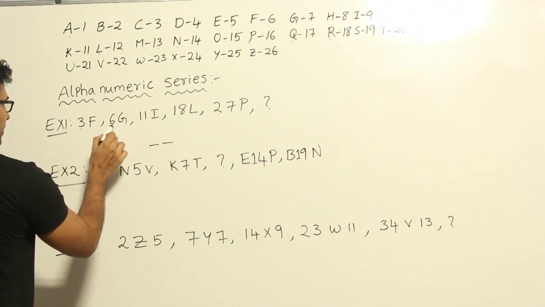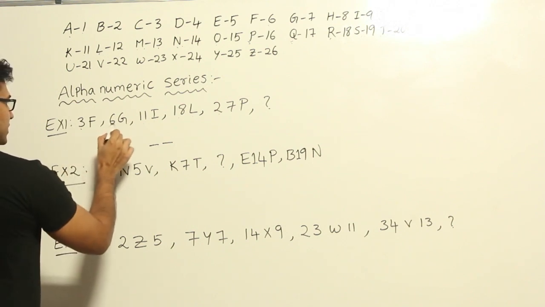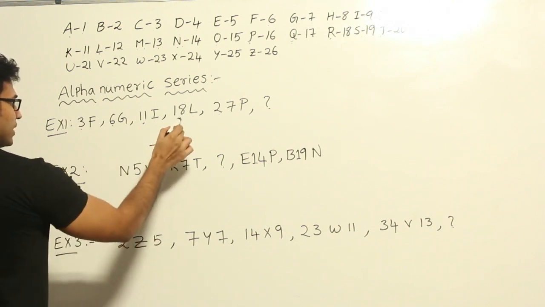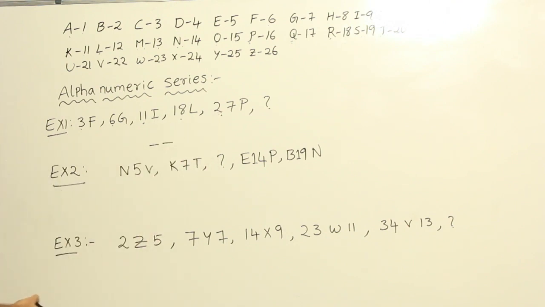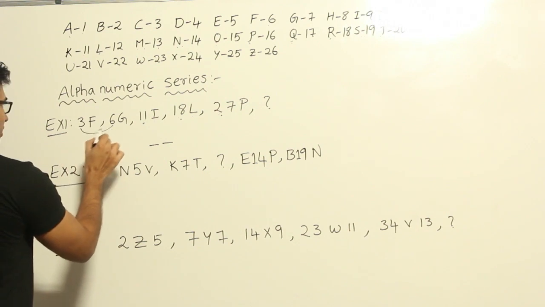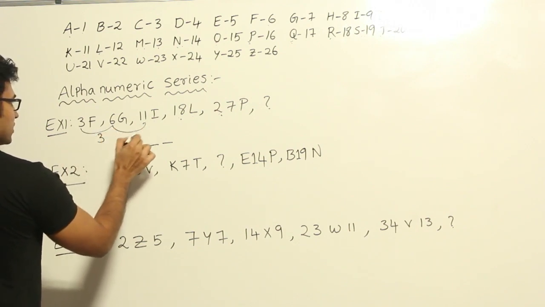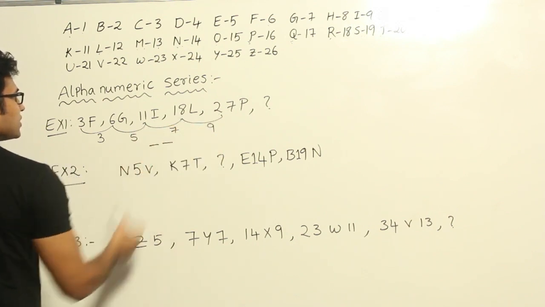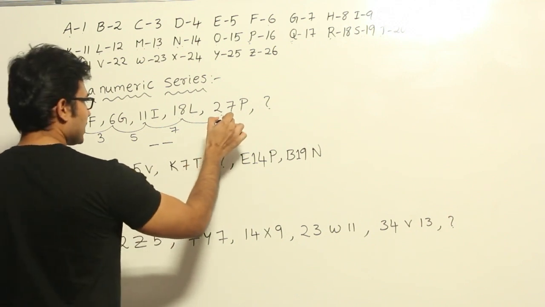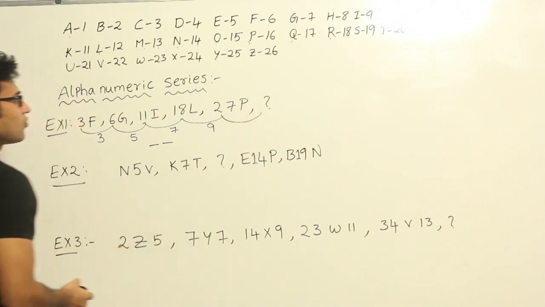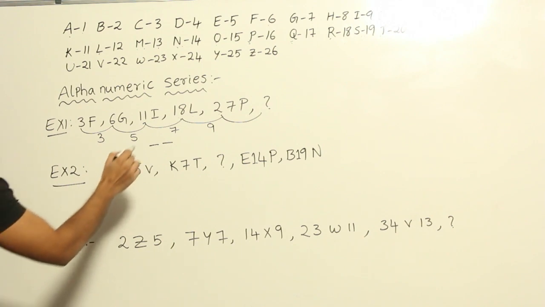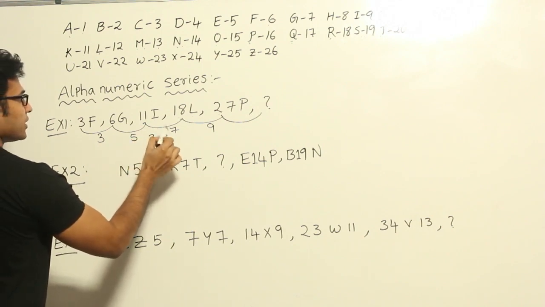So 3 plus 3 is 6, and 6 plus 5 is 11, 11 plus 7 is 18, and 18 plus 9 is 27. So the way they have incremented the count here is, initially there is 3, and then 5 is the difference, then 7 is the difference, then 9 is the difference, and therefore the next one has to be 11, right? So what is 27 plus 11? It is 38, right? So the last one is going to be 38.